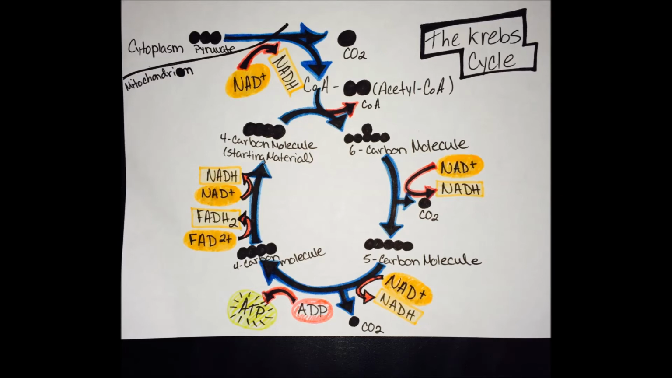called citric acid. Citric acid is then oxidized over a number of steps, cutting carbons off to eventually get back to oxaloacetic acid to start the process all over again. As the carbons get cut off, there are leftovers in the form of CO2.